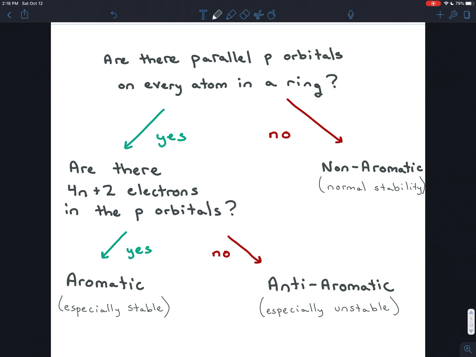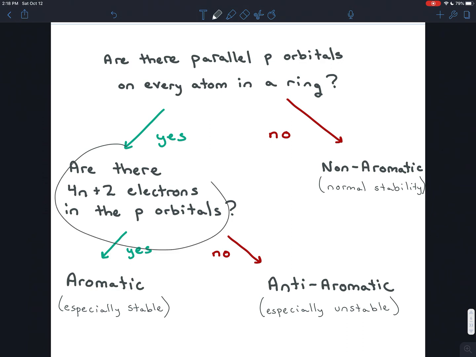If you do have that, you have to ask yourself a second question. Are there one of those special numbers of electrons? Are there 4n plus 2 electrons in the p orbitals? If there are, then when you draw them into the molecular orbitals, you'll see they're all paired up and you'll get an especially stable molecule. The molecule will be aromatic.